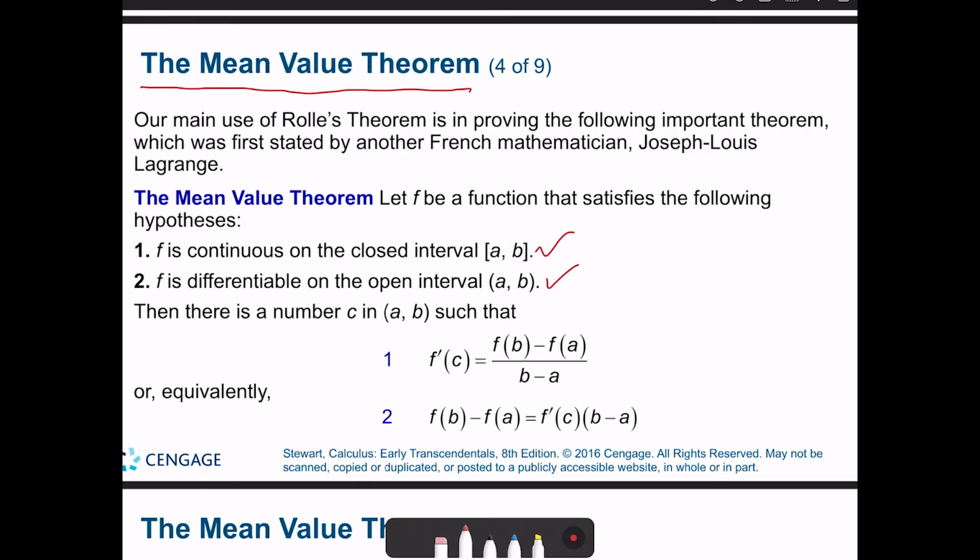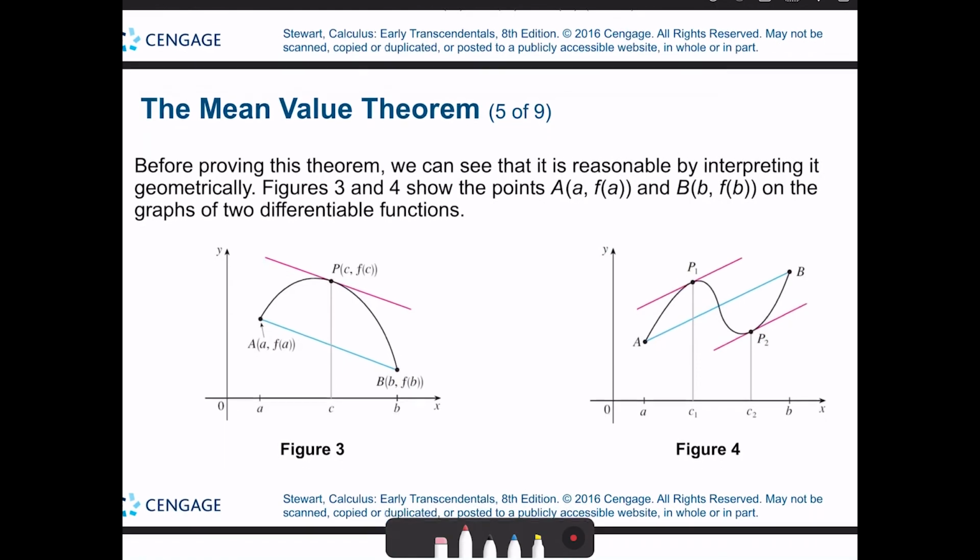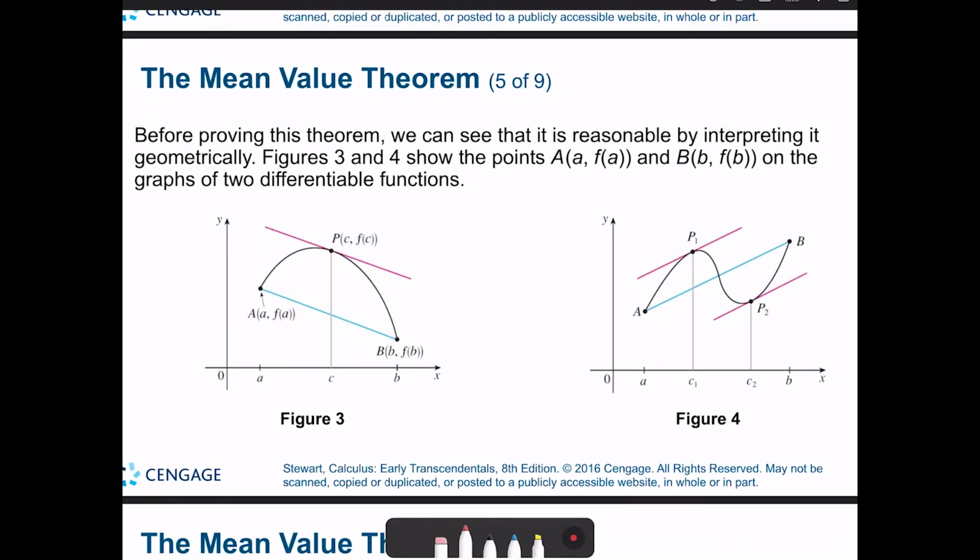If those two are satisfied, then there is a number c on the interval, so somewhere between the beginning and ending point. There's an x-coordinate such that the first derivative evaluated at that x value will equal, and what's this? This is the slope of the line between the beginning and ending point. On the next slide, it's going to be the blue line.